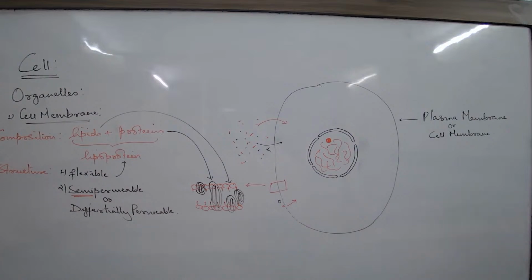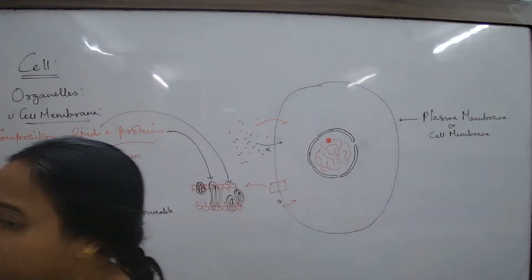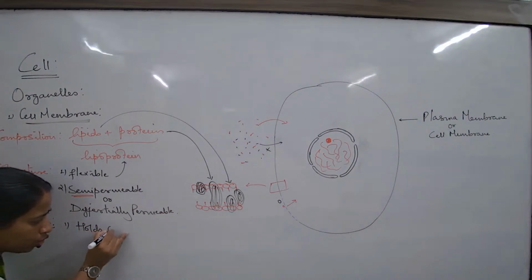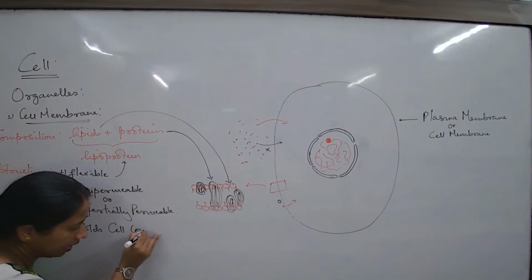What is the function? We now try to understand. What would be the function of the plasma membrane? What are some of the functions of the plasma membrane? Number one, it holds the cell contents together.